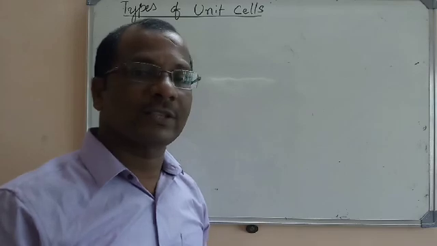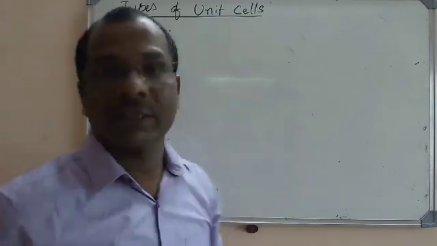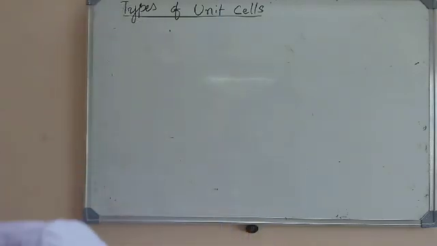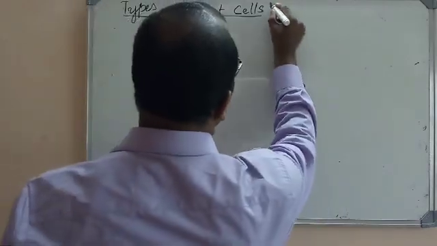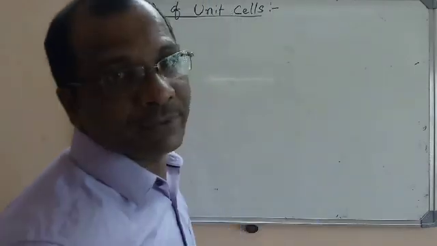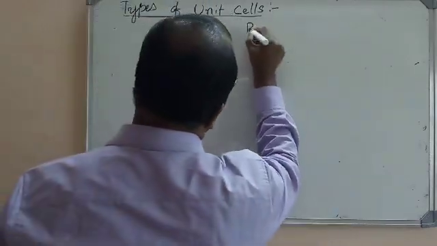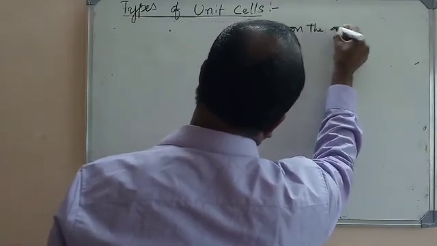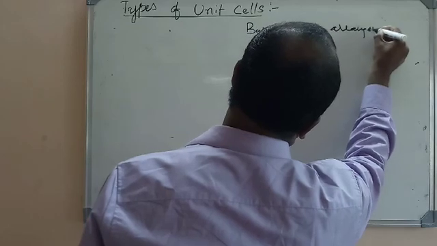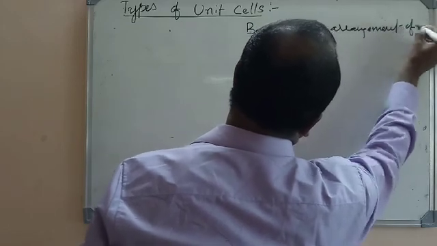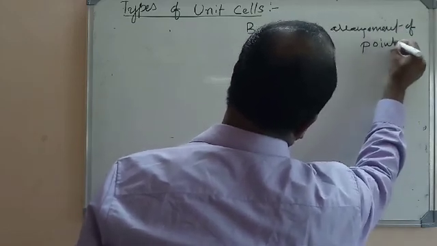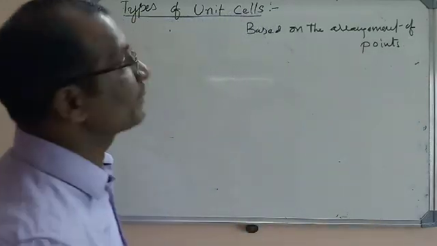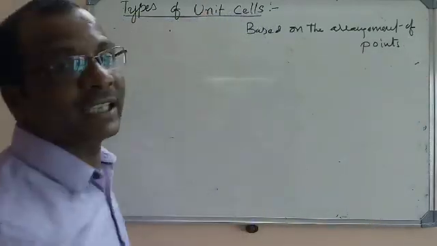Let me explain first. Unit cells, types of unit cells we are going to discuss. Unit cell will be of two types. This classification is based on the arrangement of lattice points. So based on the arrangement of the points, we are studying the types of unit cells.